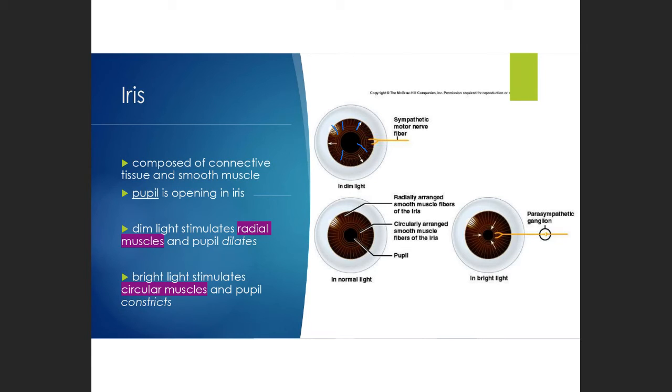So basically, dim light stimulates the radial muscles and the pupil will dilate. In dim light, the radial muscles open up the pupil and more light comes in. In bright light, the circular muscles constrict, we see more of the iris, and the pupil diameter is smaller. So we have radially arranged smooth muscle on the outside and circularly arranged smooth muscle on the inside. When the circular muscle contracts, we get constriction in bright light. When the radial muscle contracts, it opens up the diameter of the pupil in low levels of light. I don't know if that's going to be on your lab or not, but those are the two smooth muscle layers of the iris, Gayatri.